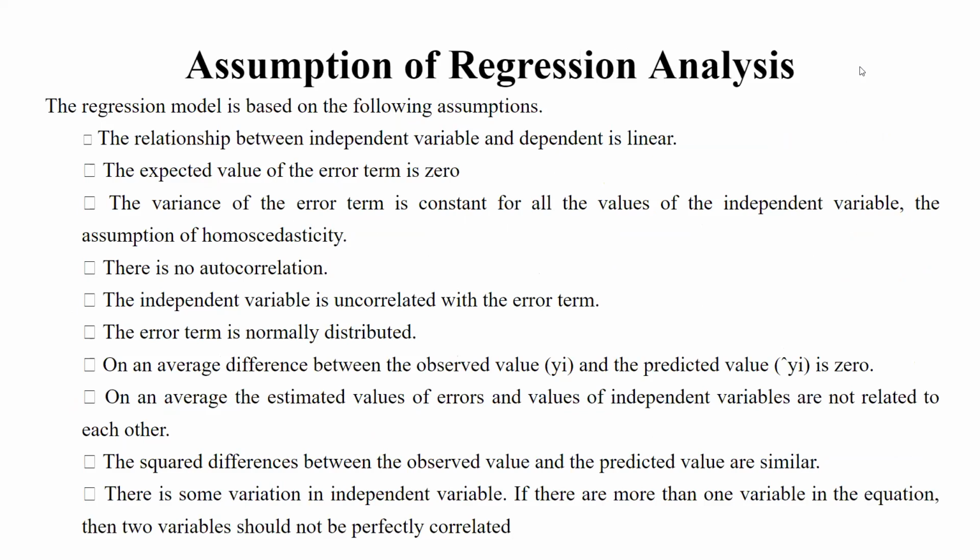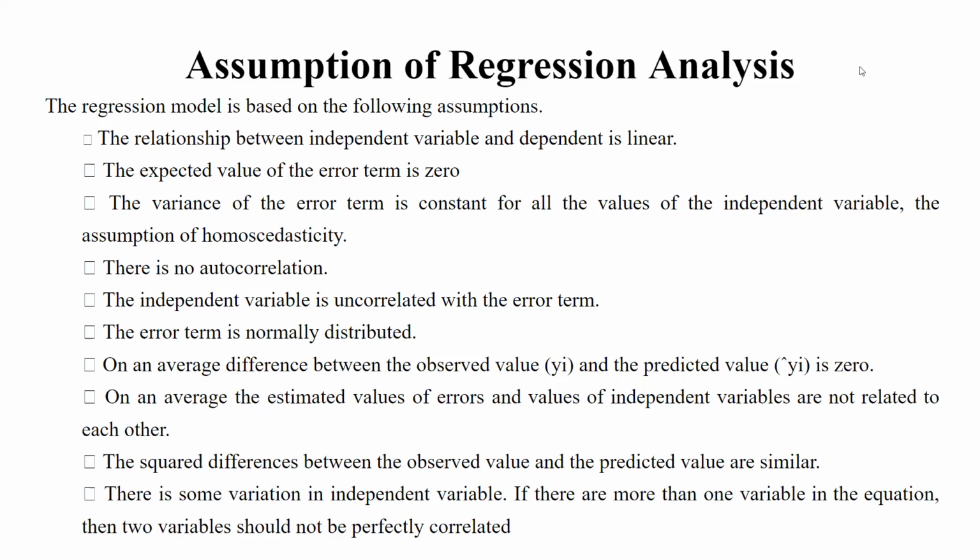These are some of the assumptions based on which the regression analysis is performed. The first assumption is that the relationship between the dependent variable and the independent variable is linear. If you draw a straight line, you must get a straight line with the data you have. By using a simple line chart or a scatter plot, you can easily understand the relationship between the dependent variable and the independent variable. Then the second assumption is that the expected value of the error term is 0.